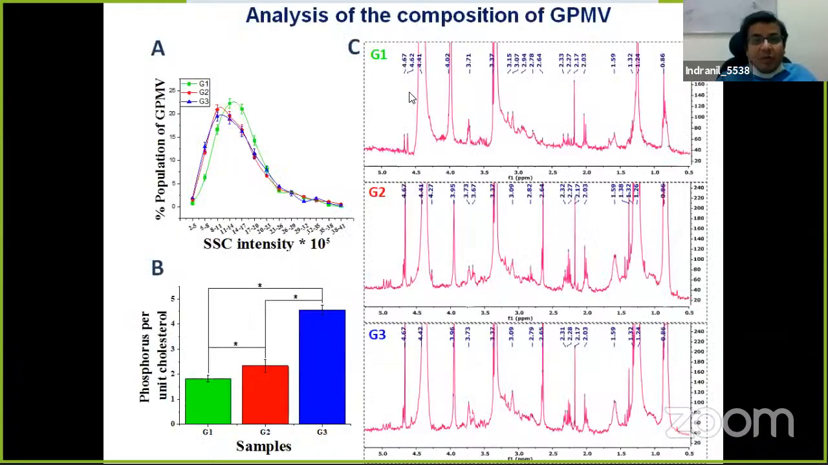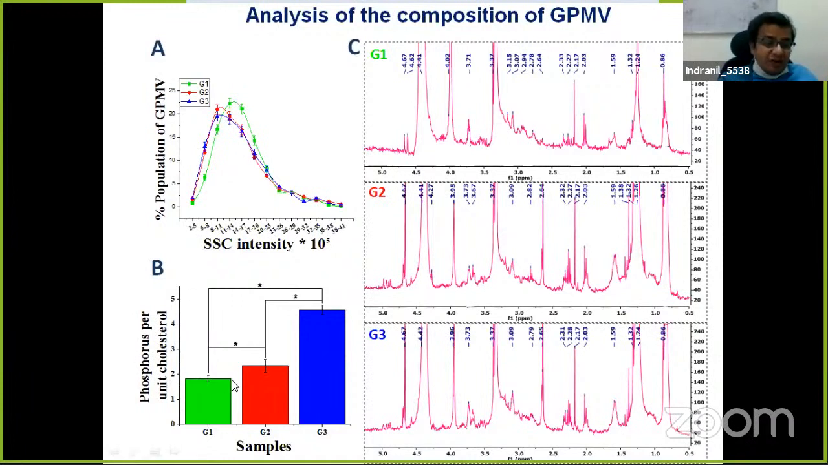Then we checked the composition analysis through NMR. We compared this NMR data with the native cell membrane, and we found that G1 has a very close resemblance to the native cell membrane, whereas in both G2 and G3 all the components are there, but there are certain variations. This calculation I have not shown here, but on the basis of this NMR data we calculated that there are certain variations in the phospholipid compositions; although all the phospholipids are present, the composition varies.